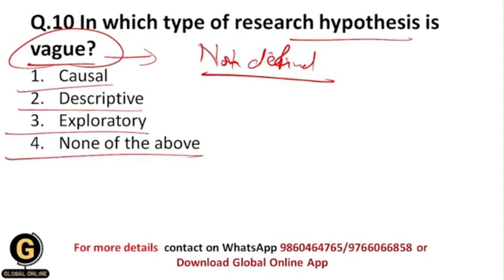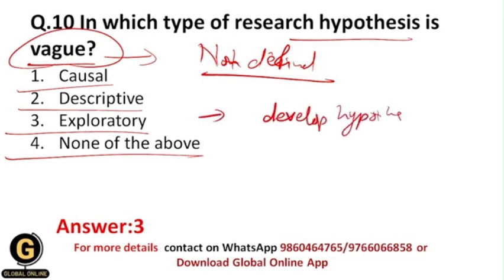Now students, all of you understood that only exploratory research design is the type of research design in which the research hypothesis is not clear or not defined, because in the exploratory research design our final step is to develop the hypothesis. Okay, because priorly we are not able to understand what the research is about, and that's why here we are going to collect the preliminary data and finally we are going to develop the hypothesis, and that's why the hypothesis is vague over here, that is, it is not defined.